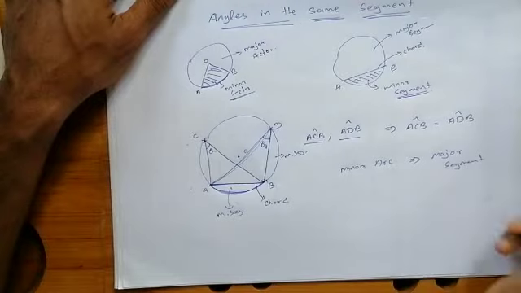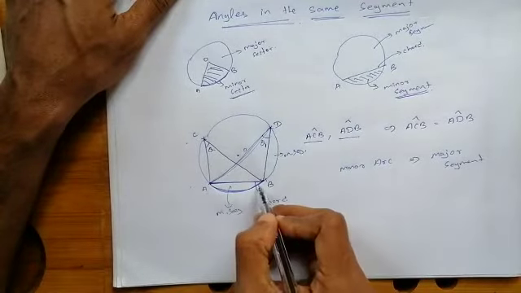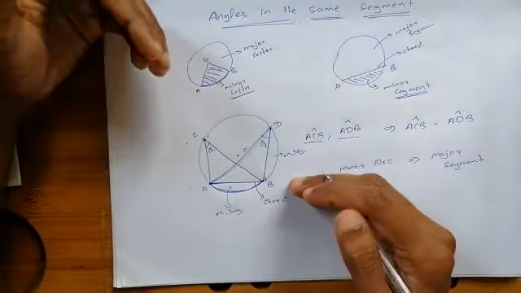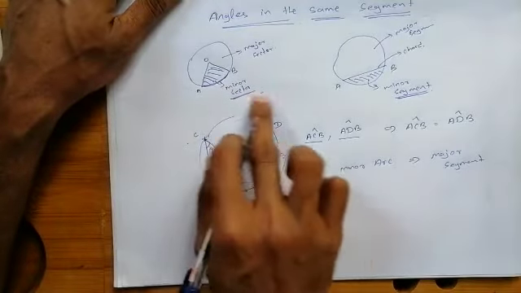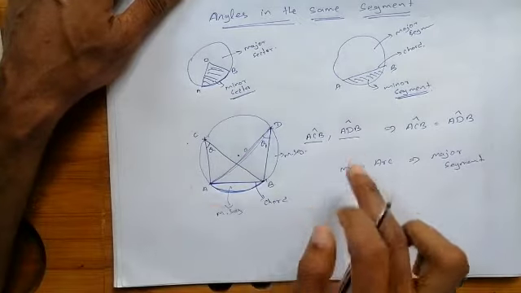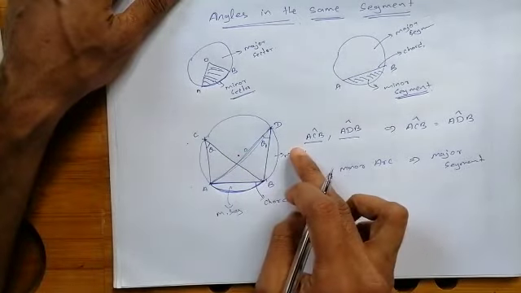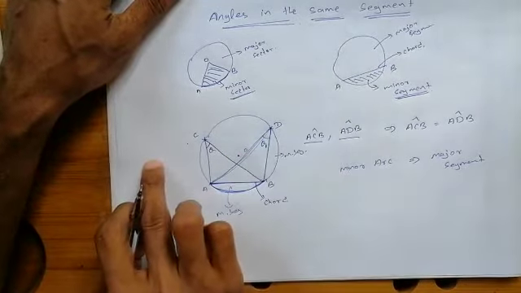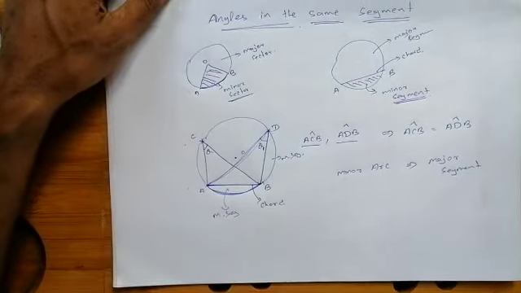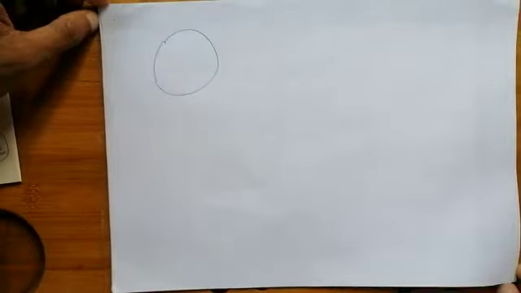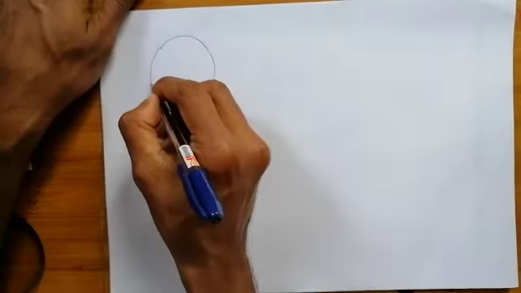If you look at the figure, a minor arc can subtend an angle on the major segment. So angle ACB and angle ADB are on the major segment. Those are in the same segment, so those angles are equal.